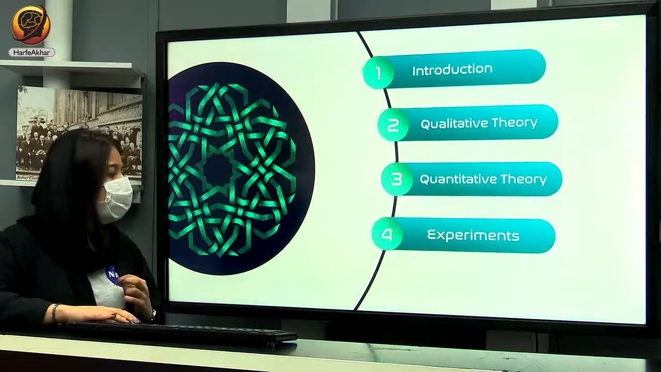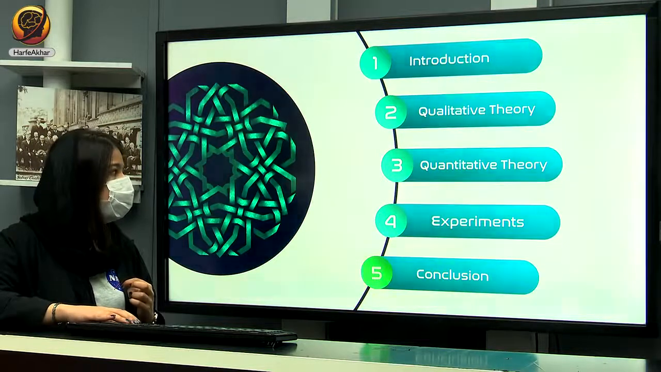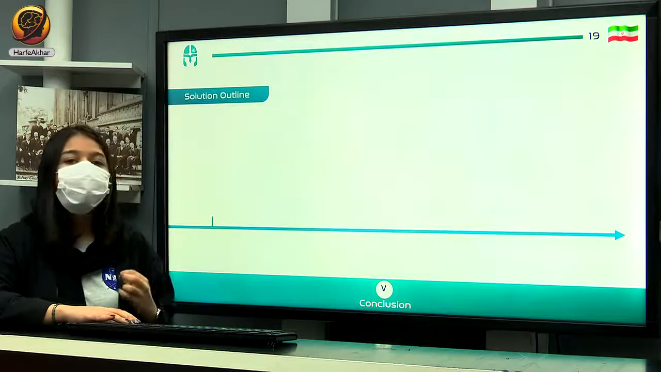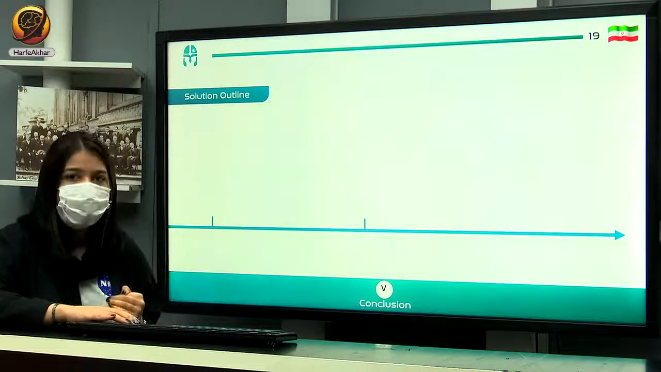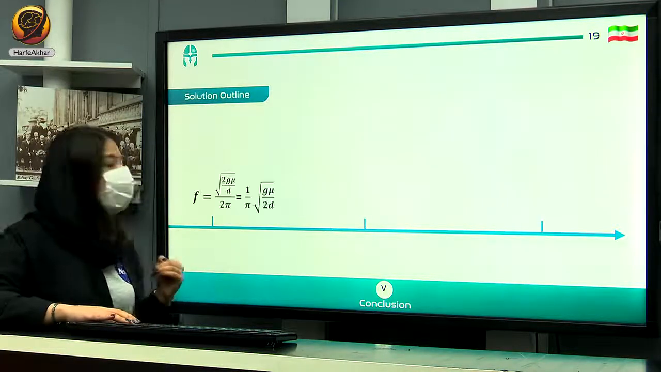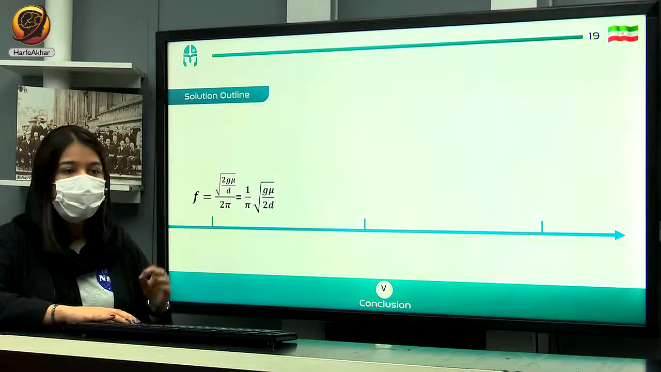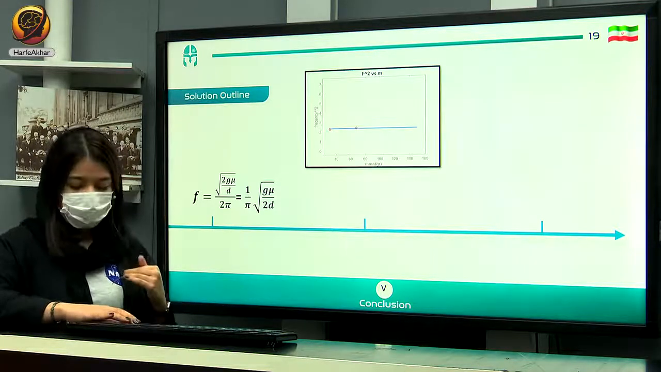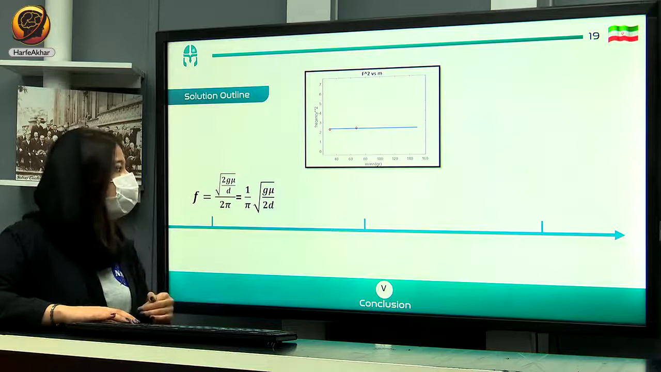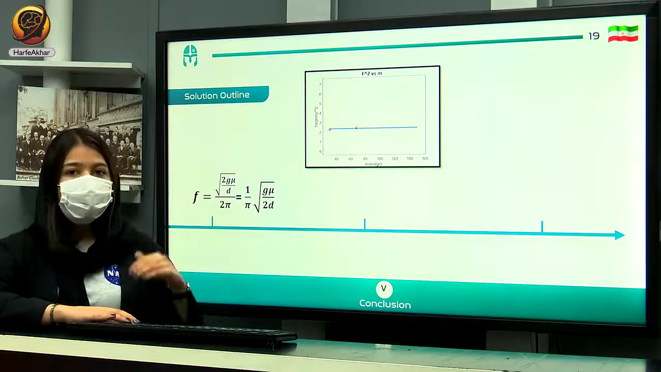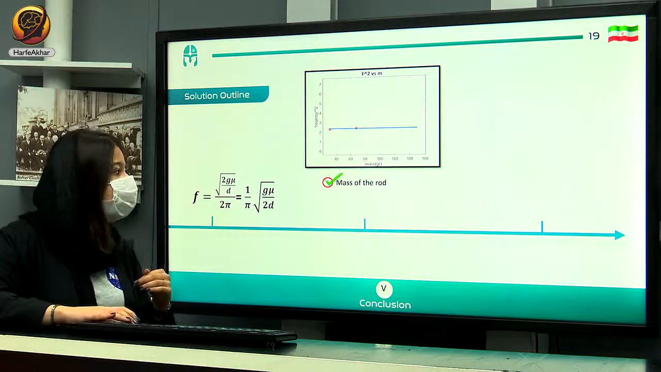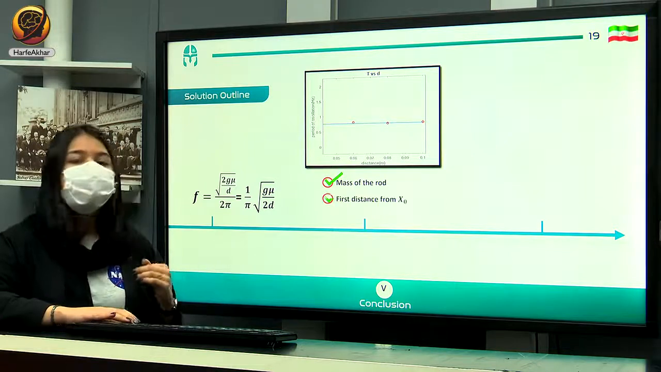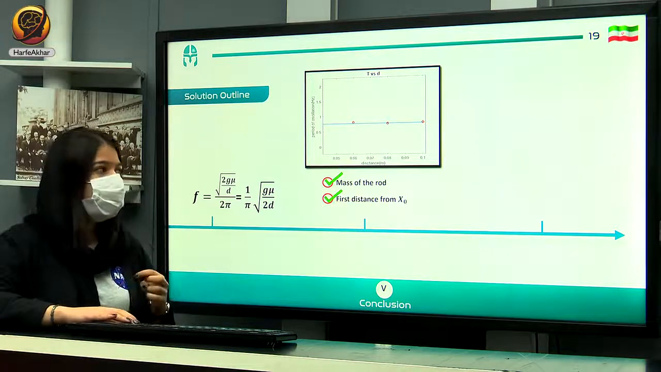Now I'm going to tell you about the conclusion. As a conclusion, first of all, by investigating the forces that are affecting the rod, we achieved this equation for the frequency of the rod, according to the theory. Then we investigated some non-effective parameters like the mass of the rod, as I poured something inside it, and the first distance from the x0, which was equal to the domain of our oscillation.